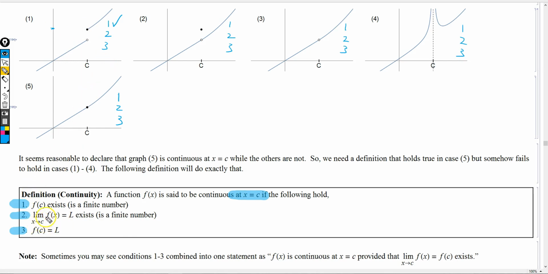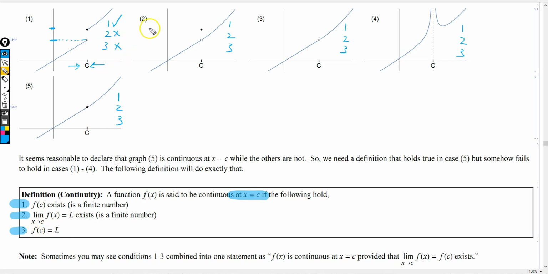Number 2, the limit as x approaches c of f of x, that does not exist, right? Because the right and left-hand limits would be different numbers. You see, as you approach c from the left, f of x is approaching that number on the y-axis, and as you approach c from the right, you're approaching this number on the y-axis. So f of x is not approaching a single number, so the limit does not exist. And if the limit doesn't exist, number 3 can't be satisfied either.